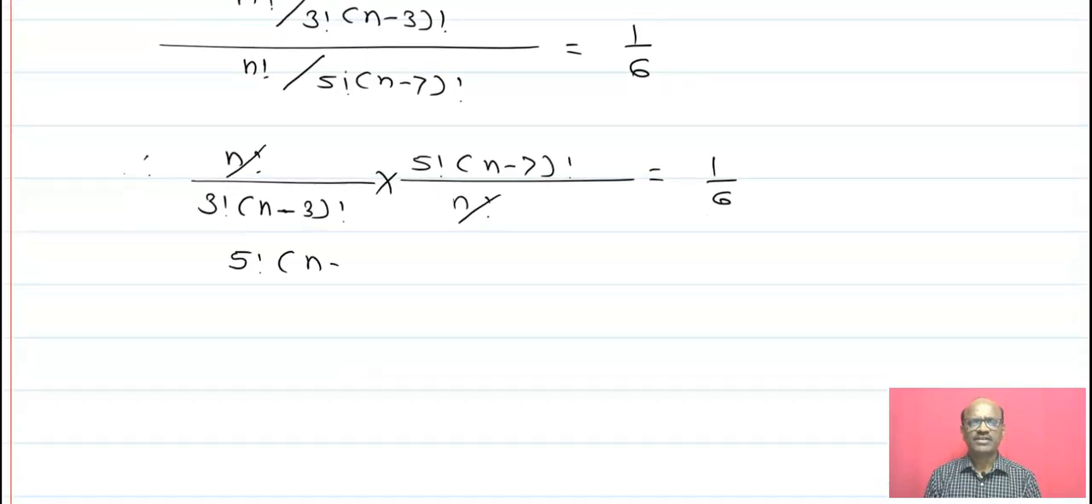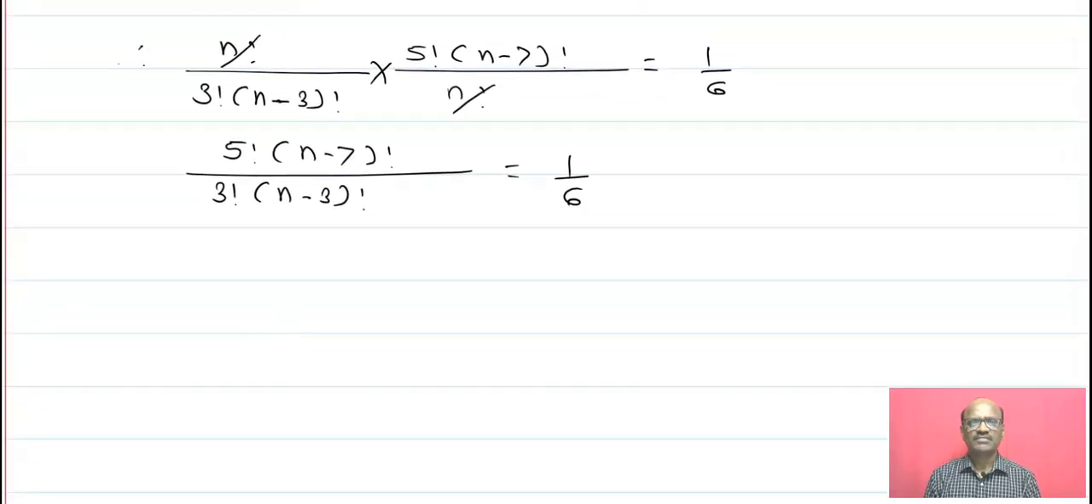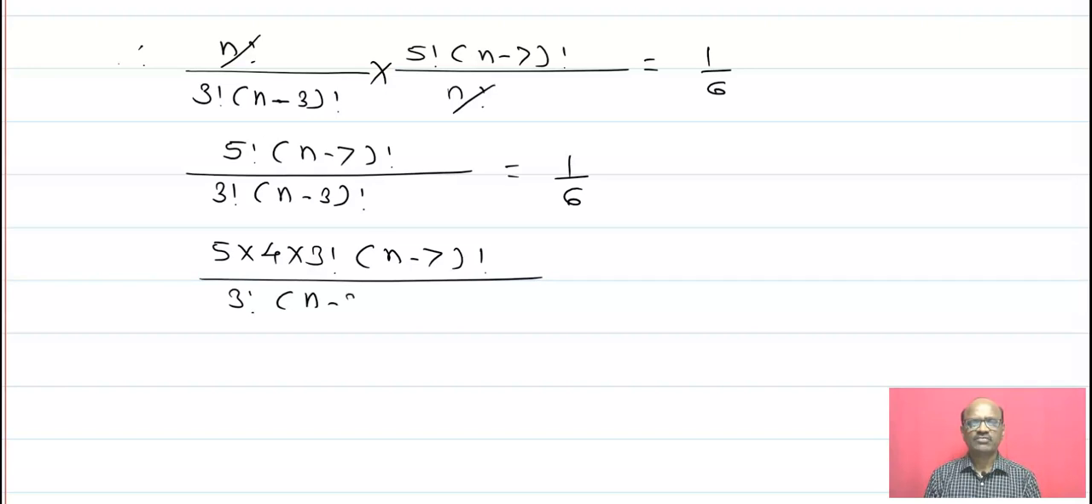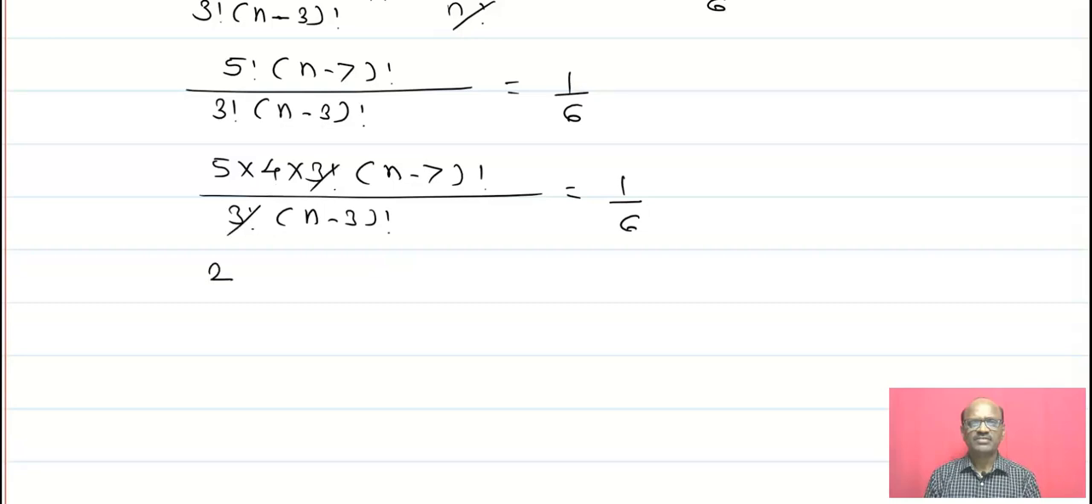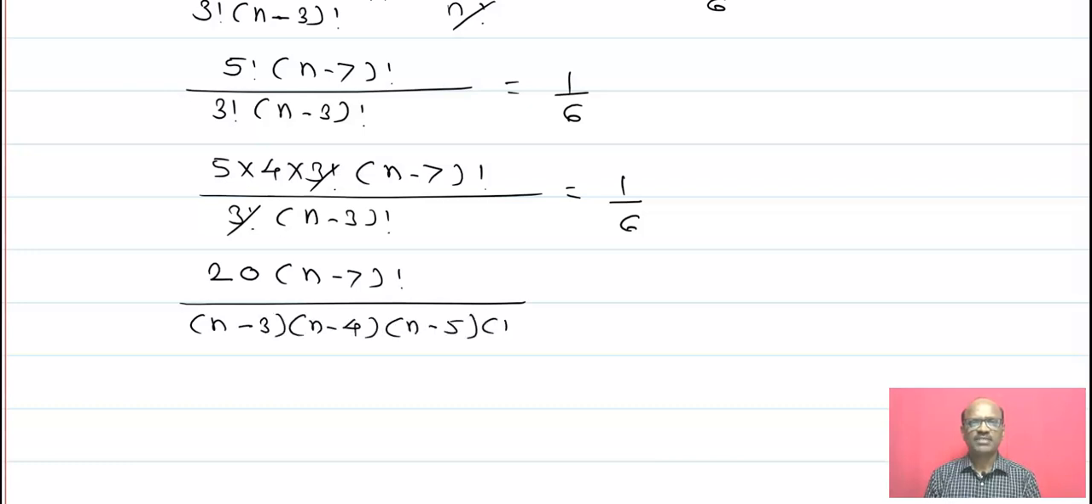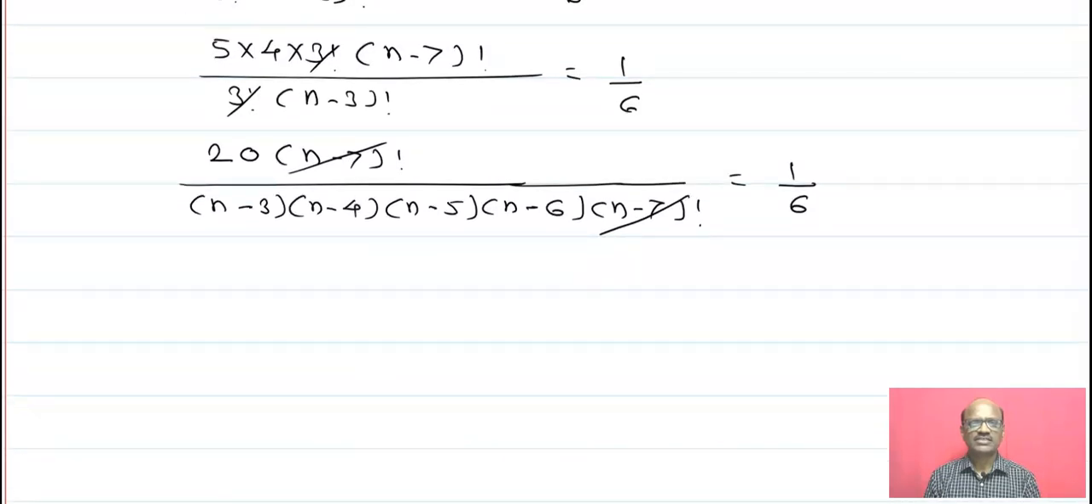Now this factorial gets cancelled. Therefore you will get 5 factorial into n minus 7 factorial upon 3 factorial into n minus 3 factorial is equal to 1 upon 6. Therefore 5 into 4 into 3 factorial into n minus 7 factorial upon 3 factorial into n minus 3 factorial is equal to 1 by 6. That is 20 in bracket n minus 7 factorial, and in the denominator n minus 3 into n minus 4 into n minus 5 into n minus 6 into n minus 7 factorial is equal to 1 upon 6.